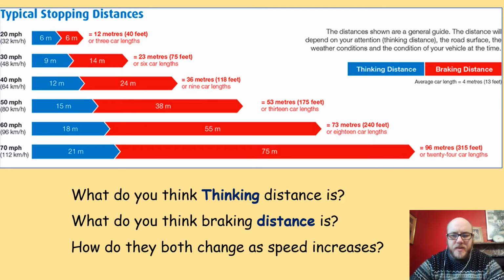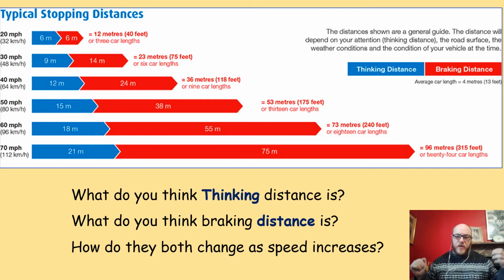Half of that distance is the thinking distance. Now at 30, you've got 23 meters. At 40, it's 36 meters. At 50, it takes 53 meters. Traveling at 60 miles an hour, it takes 73 meters in order to stop. And at 70 miles an hour, almost 100 meters. That's 96 meters. That's the length of an Olympic sprint track to stop going at 70 miles an hour.